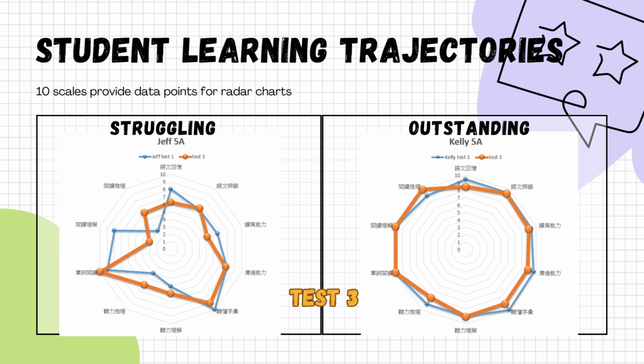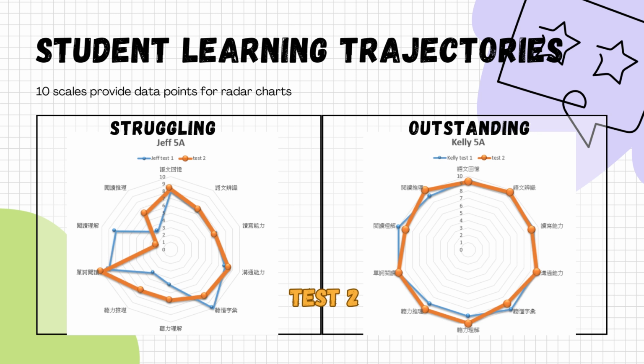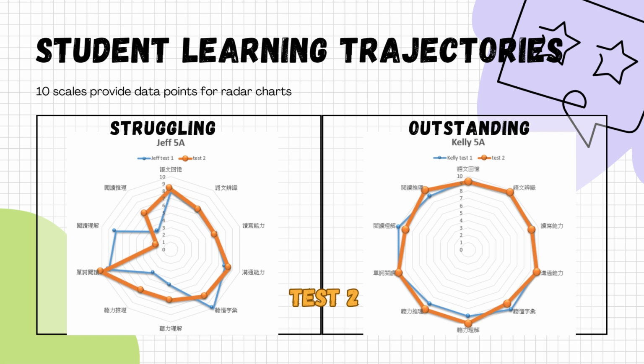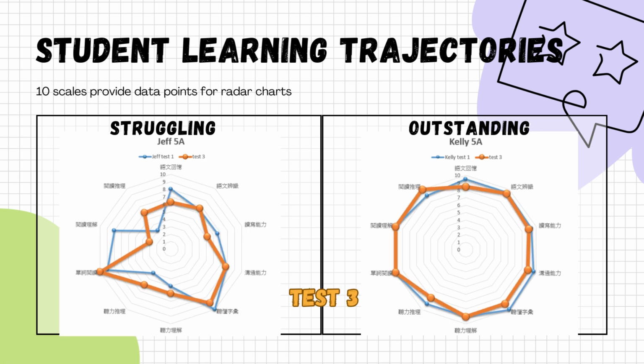Jeff, on the other hand, he fluctuates. He also dropped a little bit between test two and three. If we flip back, test two, test three, test two, test three. Okay, so he did make progress on some of these axes compared to the beginning of the semester, but compared to test two, he dropped a little bit. This is normal though, because people tend to get tired at the end of the semester. They're thinking about vacation and they get careless on the test.